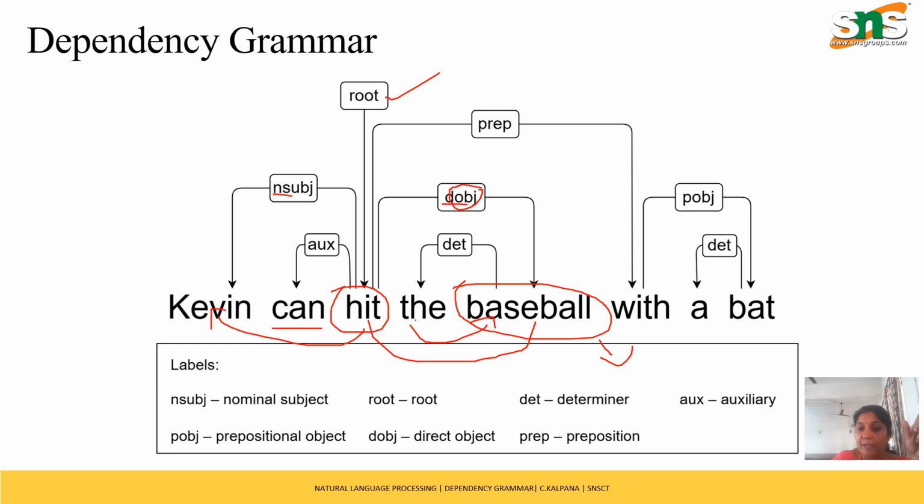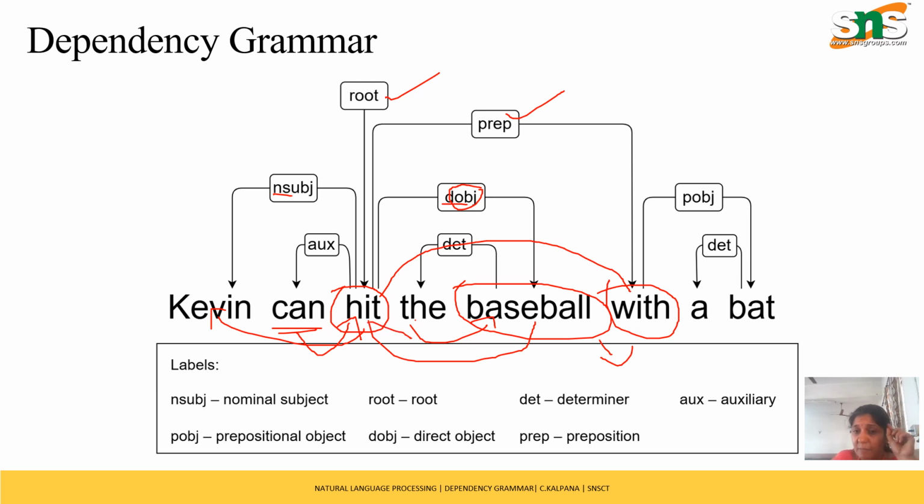And can. Can hit. So can is related with hit, and it is an auxiliary verb. Can is related with hit, as I told you. And next, he hit the baseball with what? With a bat. With is related with hit, so that becomes the preposition. P-R-E-P is nothing but preposition.